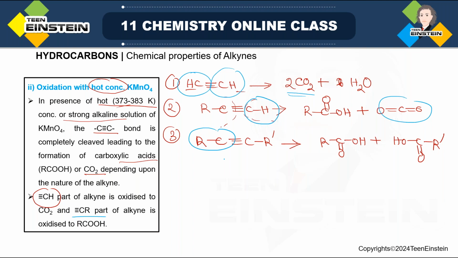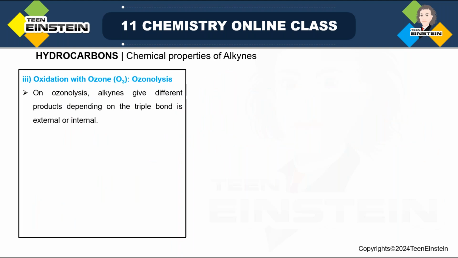Here the C-C triple bond itself is broken, but in the previous case the bond is not broken, it is still there, right? So this is the difference whether you are using mild conditions or very harsh conditions. So this is the second reaction under the oxidation category. Now the third one is oxidation with ozone, and this reaction is known as ozonolysis.